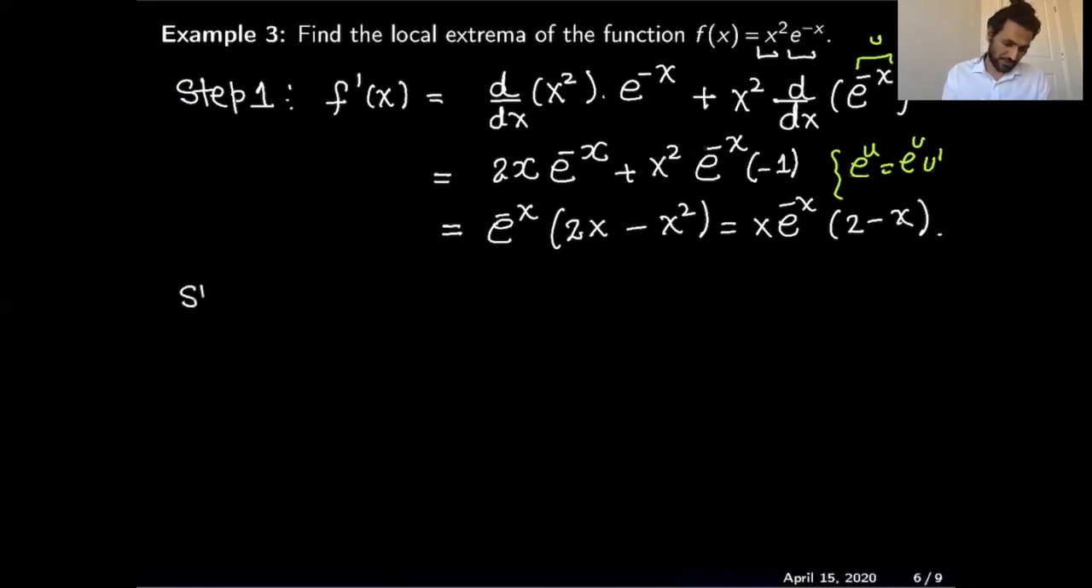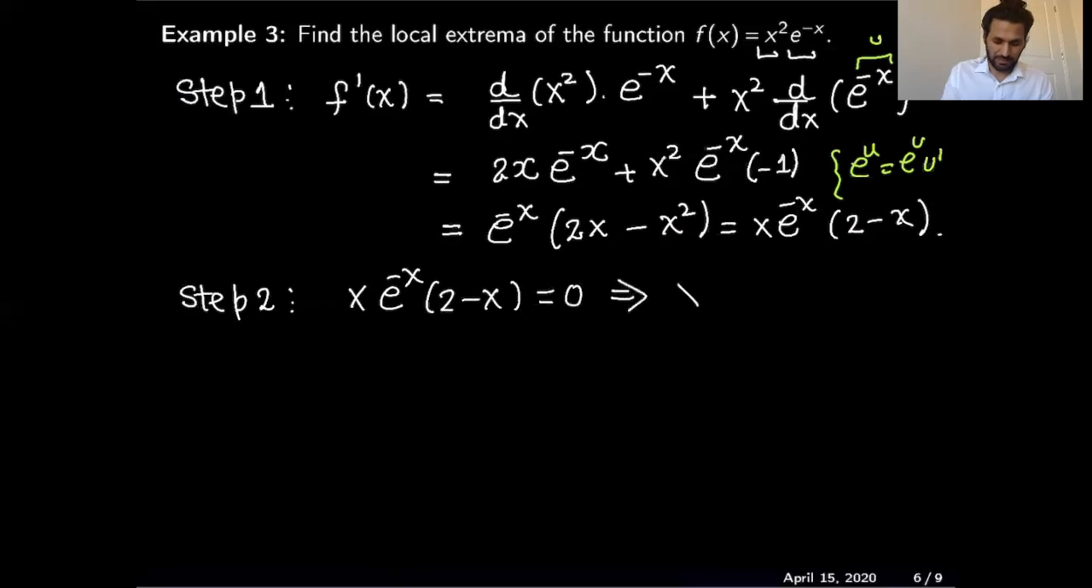In step number 2, I will set this derivative equal to 0. So x e raised to power -x times (2 minus x) is equal to 0, and I will find the critical values. My critical values will be 0 and 2, because this number is always strictly positive, so this cannot be 0. The only critical values will be coming from this factor and that factor.